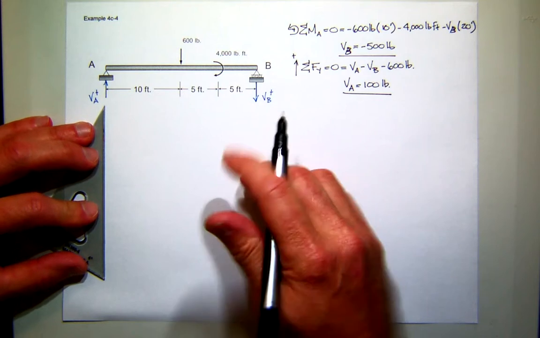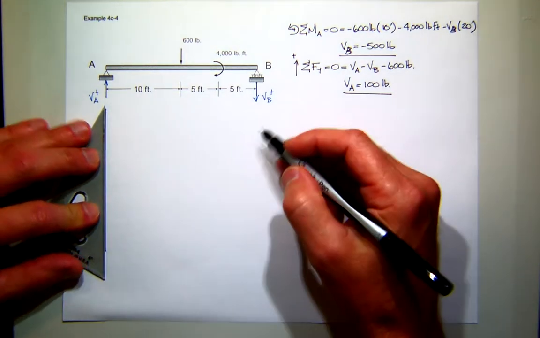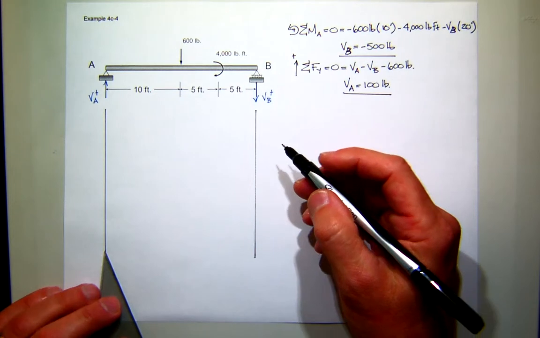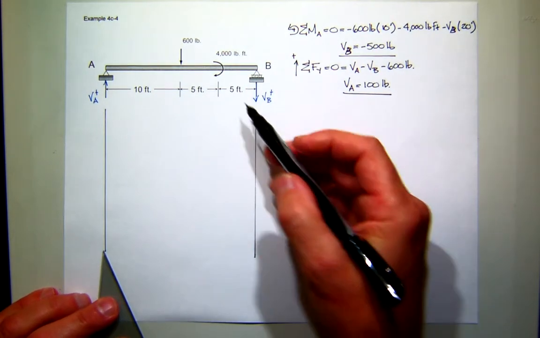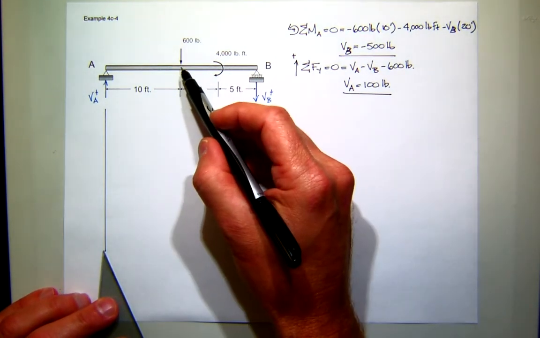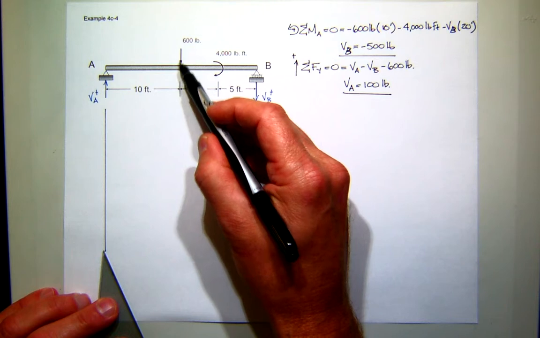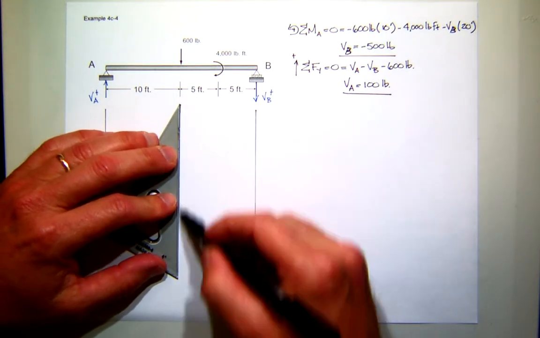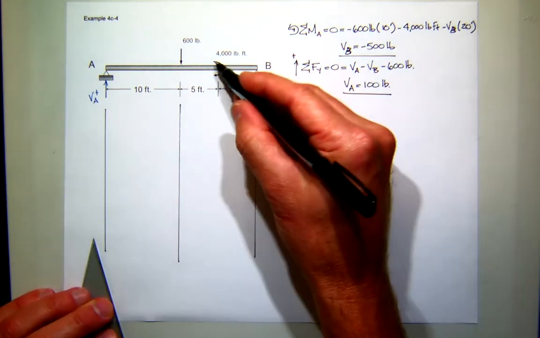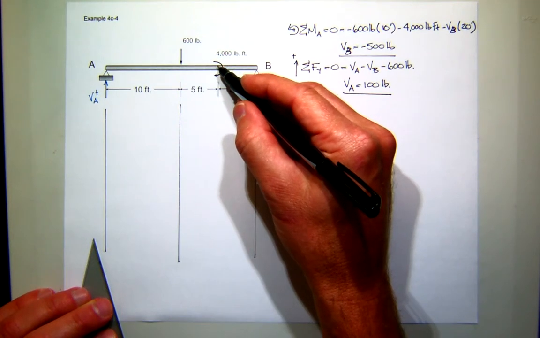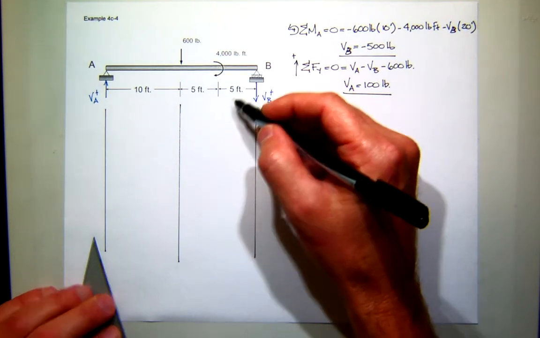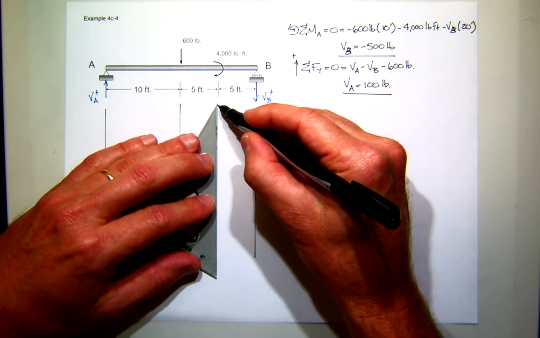So let's draw our template for the beginning and end of our structure. What other points might be of interest to us? Well, probably this concentrated load. As we go from the left side to the right side, there's going to be a change. So let's include that. And that will help our shear diagram. What about this applied couple? What's going to happen to our moment diagram there? Probably going to have a big jump too. So let's add that one in.